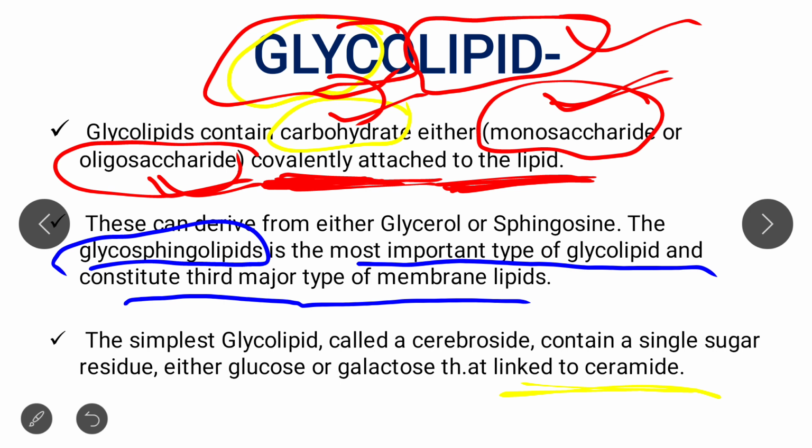Clear? So the simplest glycolipid is cerebroside. Why cerebroside? Because it is made up of a monosaccharide, and it consists of a single sugar residue.